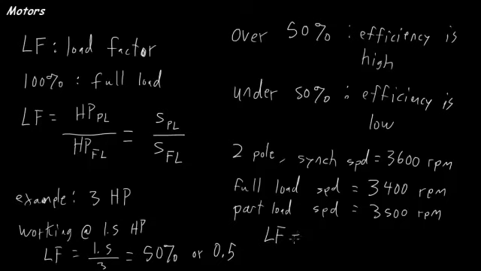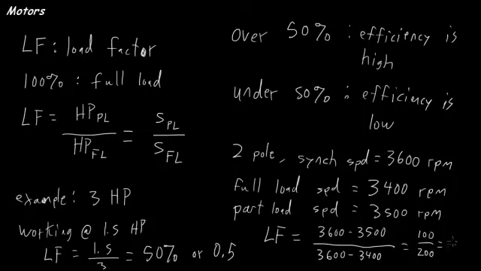So my load factor is equal to the slip at part load. So remember, slip is synchronous speed minus the part load speed. So that'd be 3,600 minus 3,500. My slip at full load is equal to synchronous speed minus my full load speed, which is 3,400. That gives me 100 divided by 200, or 50%. So under these conditions, this type of motor is at half load. So this relationship is important to write down because it gives us a way to have a correspondence between the power output of the motor and the speed.